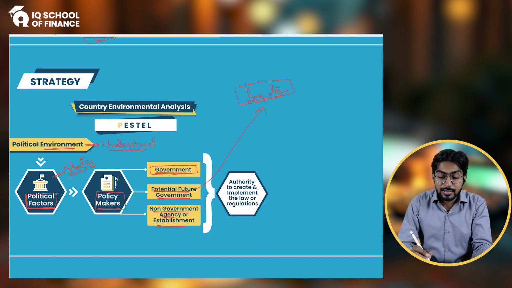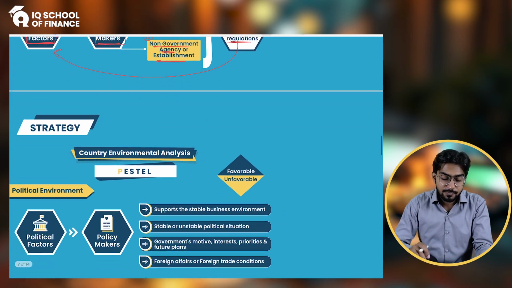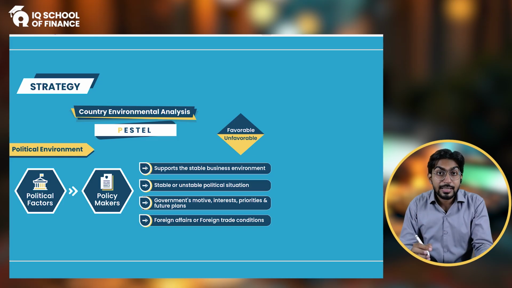So the thing is that these one, two, three, these are the people who have the authority to create and implement the laws and regulations, and you should focus on them. When you focus on them, ultimately you would be able to identify the political factors. Now I'm giving you the examples. Whether they are going to support a stable business environment or not. Because obviously, when you are doing any business, when you are making any decisions, don't you think that a stable business environment is very important?